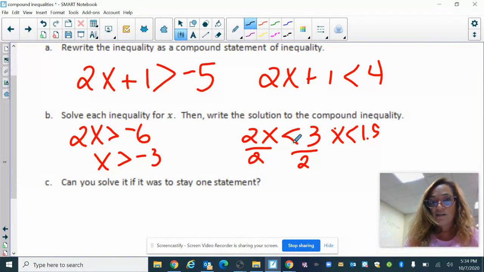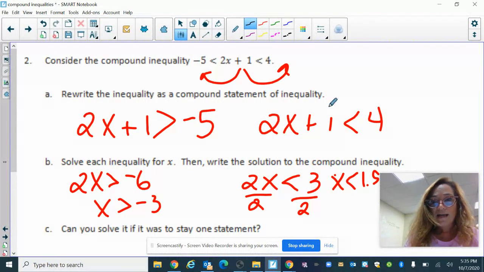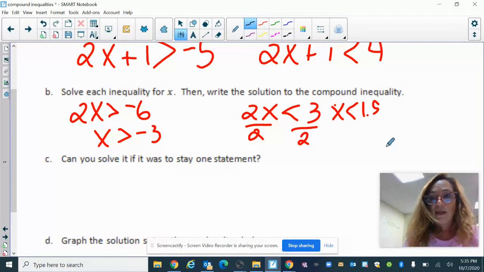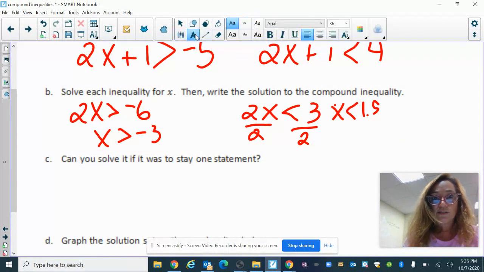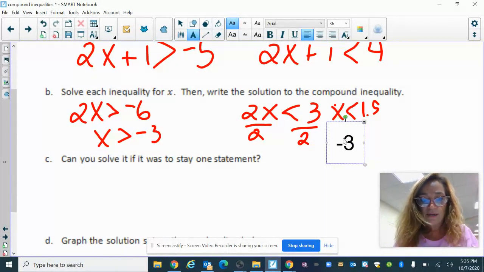And then they're saying write the solution to the compound inequality. When they're connected, it's an and statement, so I'm going to write it using the word and. I'm actually going to type it again so you guys can read it better. I want to start with x is greater than -3, so I'm going to do -3 is less than x. You're kind of reading it backwards. -3 is less than x, and then x is less than 1.5.